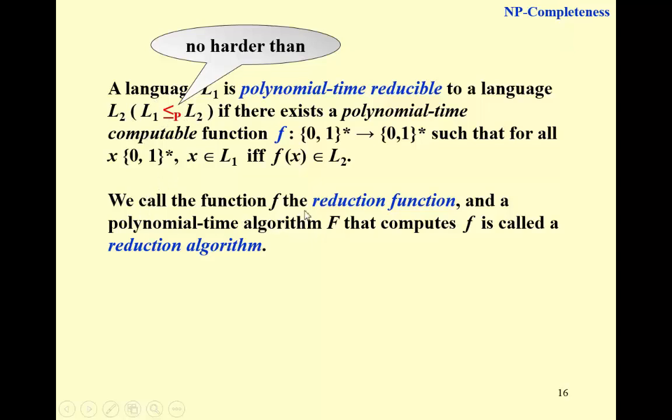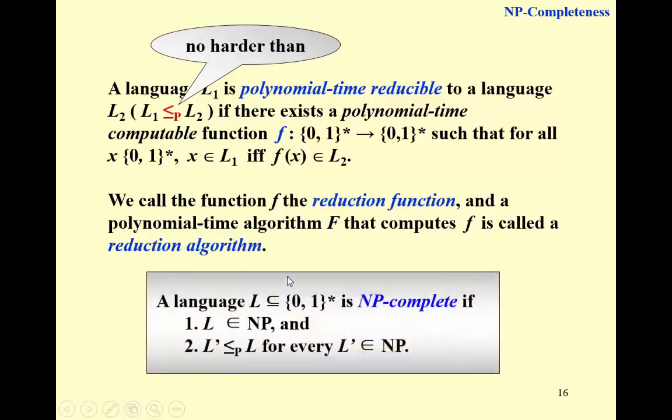And we call the function f the reduction function, and a polynomial time algorithm, capital F, that computes f is called a reduction algorithm. Now, this is the definition for NP-complete. We say a language L is NP-complete if, first of all, L is in NP, and for every language in NP, it is no harder than this L. Simple and clear, right? So this is the whole point of using formal language.